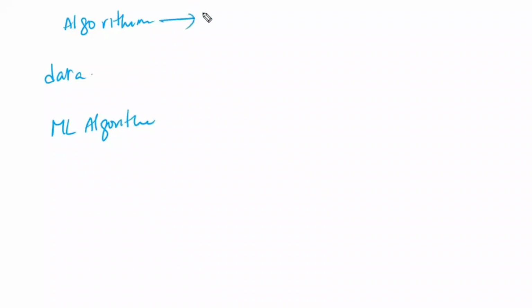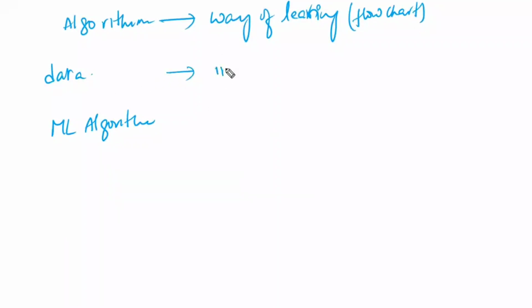Okay, algorithm is the way of learning, the way it learns. In linear regression, it will learn in a different way. In non-linear regression, it will learn in a different way. In KNN regression, it will learn in a different way. The steps, the flowchart of learning, the way of learning is called an algorithm. There will be steps, and in those steps, it will learn. Data means whatever input you are giving. ML algorithms means different ways of learning.